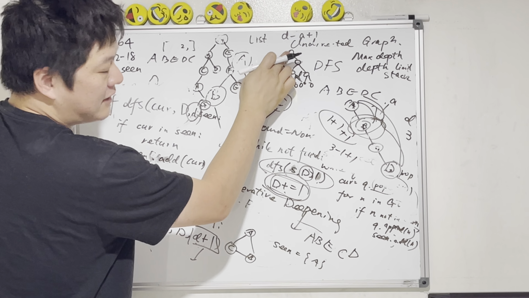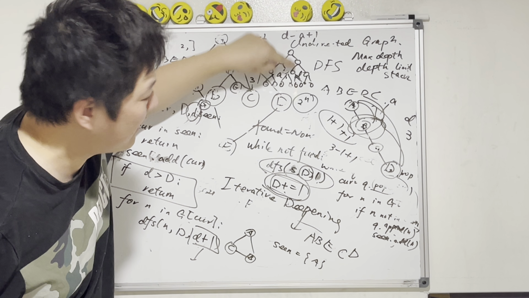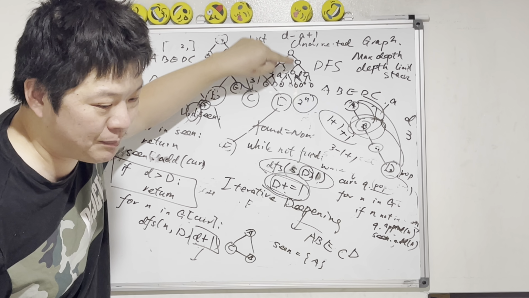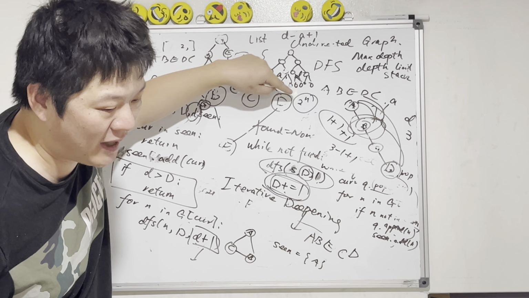For iterative deepening, I don't need to store all these nodes, right? I just need to store the depth. So the space complexity is less than this. I just need to use the stack to store the path once. I don't need to store anything else, right? Make sense? Any questions so far?